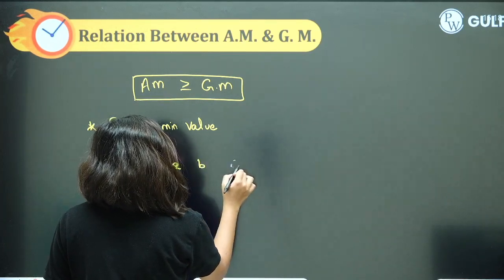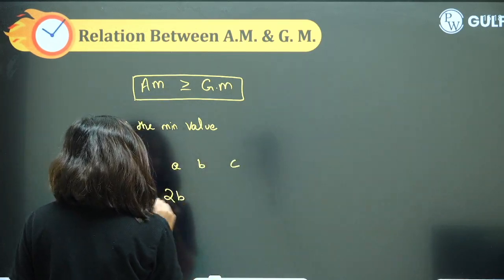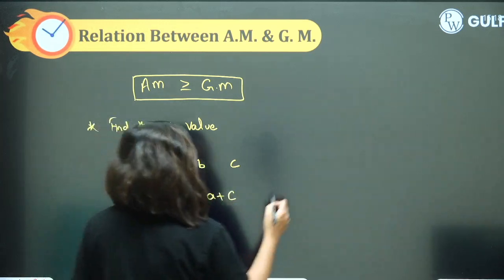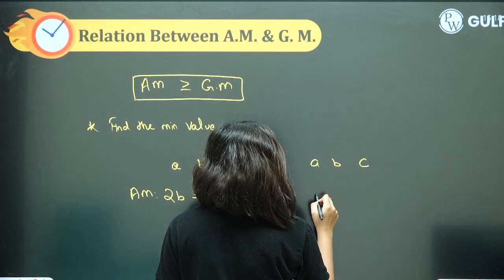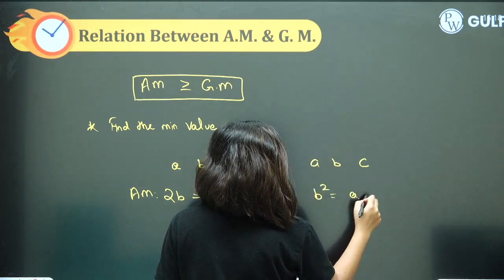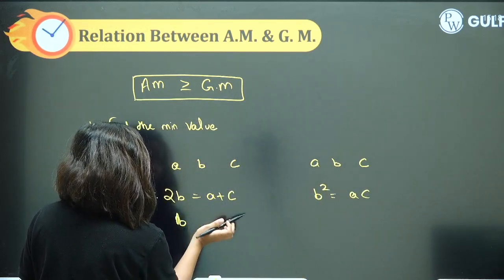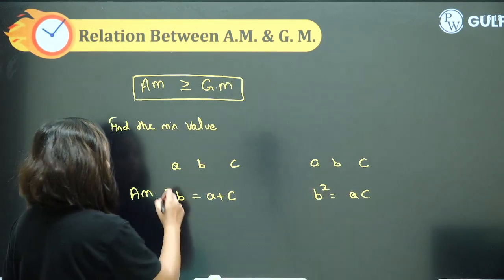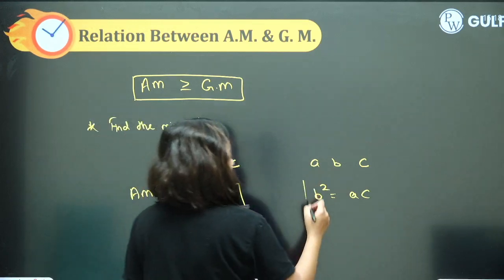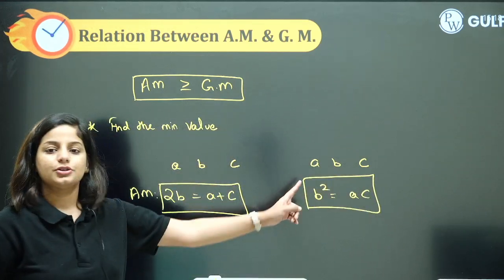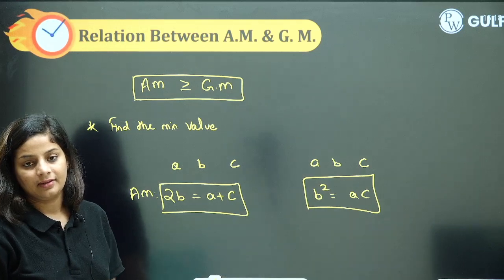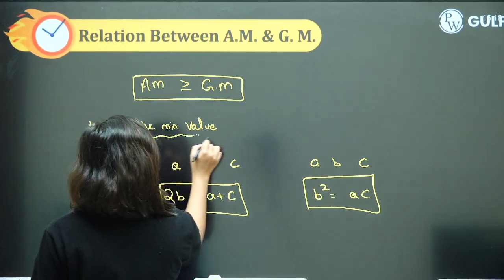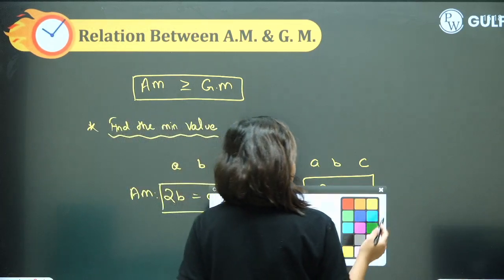3 numbers are there. What is arithmetic mean? Twice the middle term is. 3 numbers are there. I know we have written A plus C, one and the same. I prefer writing it. Twice the middle, square of middle. Find the minimum.